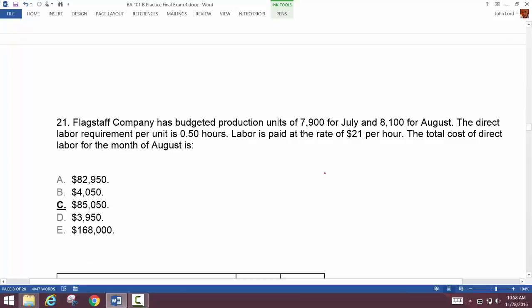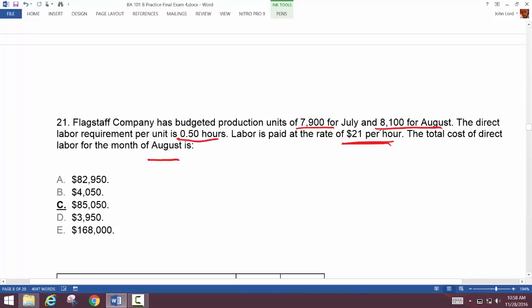And we've got this Flagstaff company, and they're going to produce 7,900 units for July, 8,100 units for August. The direct labor requirement per unit is 0.5 hours. Labor is paid $21 per hour. The total cost of direct labor for the month of what?